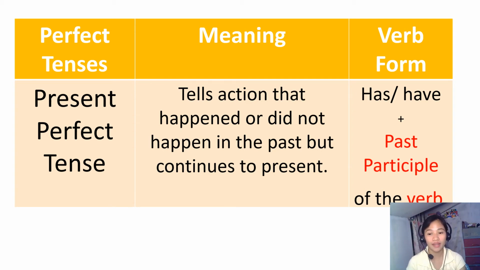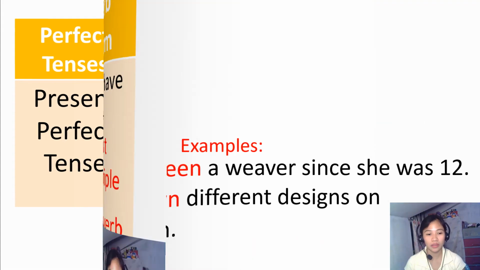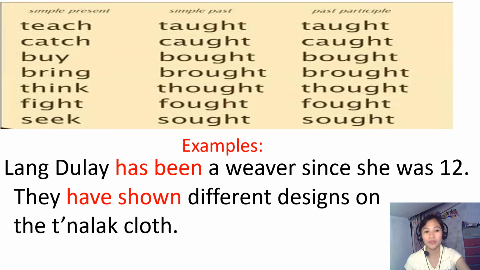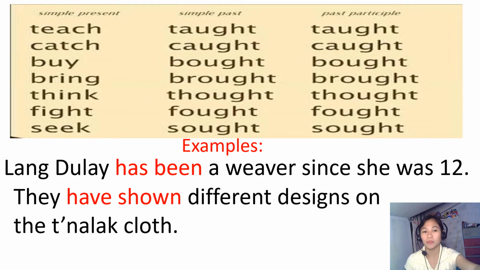We can use has or have plus the past participle of the verb. Do you know what the past participle of the verb is? Let me tell you first, here we have simple present, simple past, and past participle. These are the verbs that we can use in simple present: teach, catch, buy, bring, think, fight, seek.